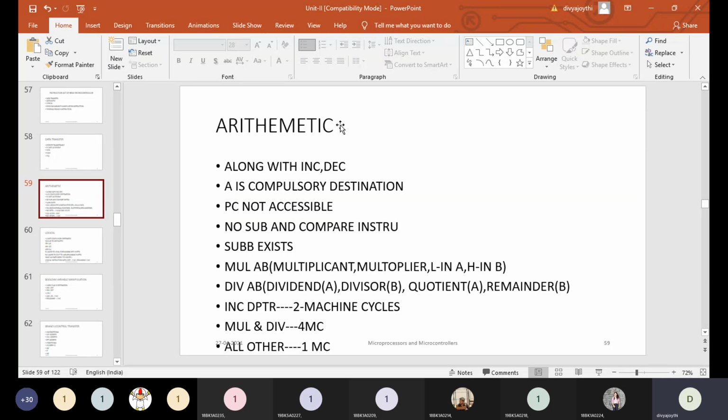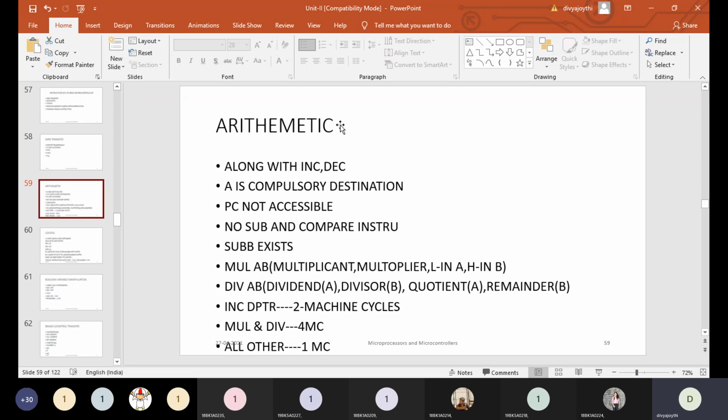While performing the subtraction, we have two things. One is the general subtraction, and the second is subtracting with borrow, that means considering the borrow in the result. So the arithmetic instructions of the 8051 microcontroller do not support SUB, but they support SUBB. General subtraction is not supported by 8051, but subtraction with borrow, consideration of borrow in the result, can be supported.